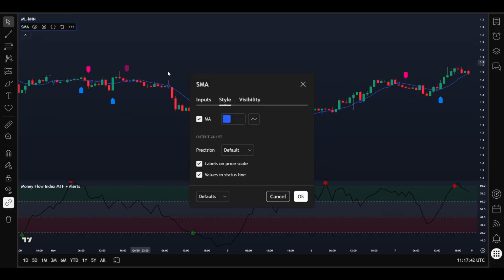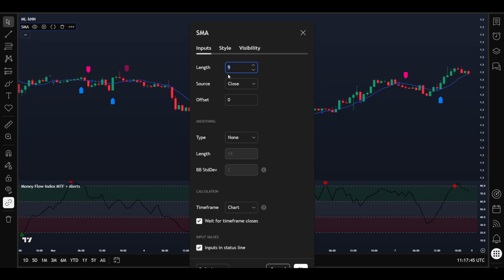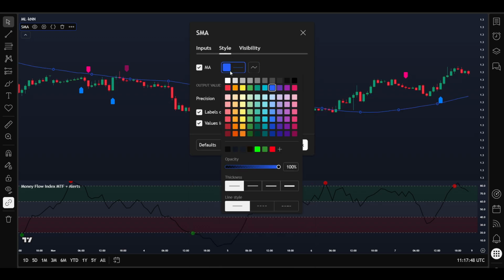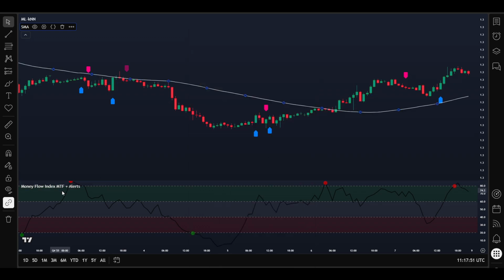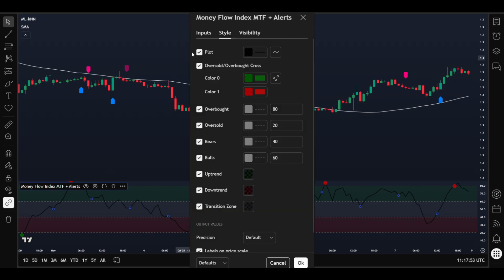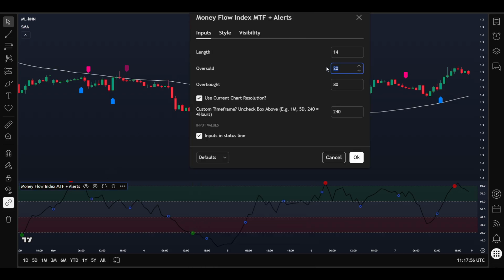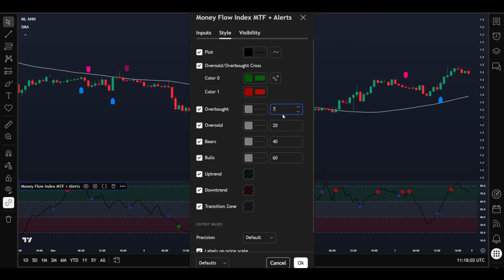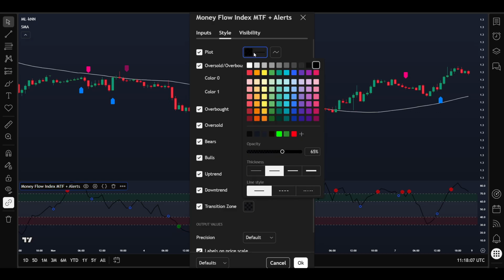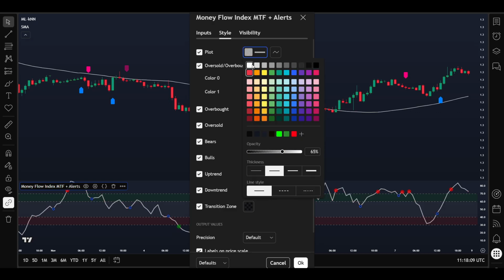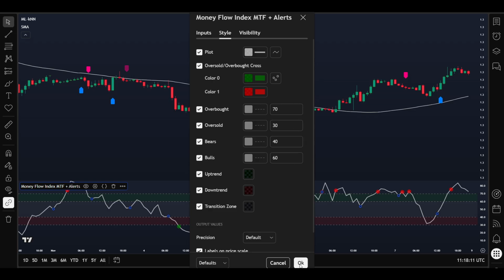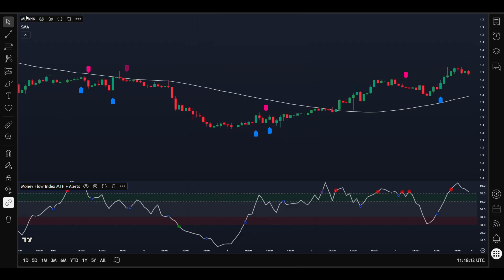Open the moving average settings, set length to 60, pick a clear line color, confirm. Open Money Flow Index settings. Go to Inputs tab and set Oversold to 30 and Overbought to 70. And then go to Style tab and set Oversold to 30 and Overbought to 70 and make the plot line white for visibility. Confirm. Open the kNN indicator.